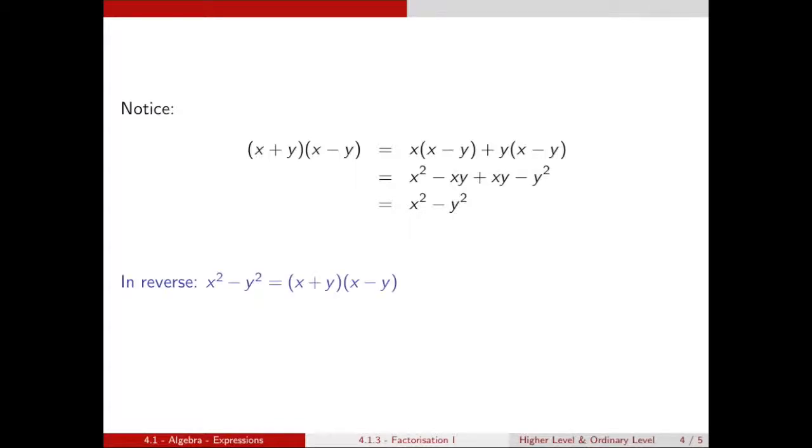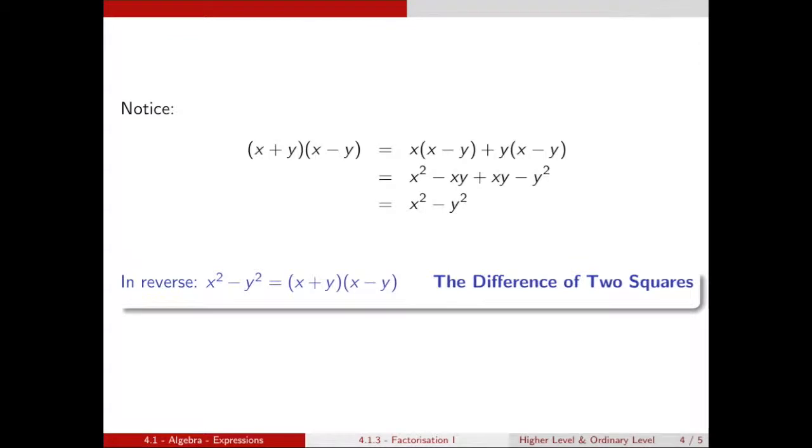Or it's more usual to write this in reverse: x squared minus y squared equals x plus y times x minus y. And that's a formula we encounter quite often in maths, and it's called the difference of two squares.